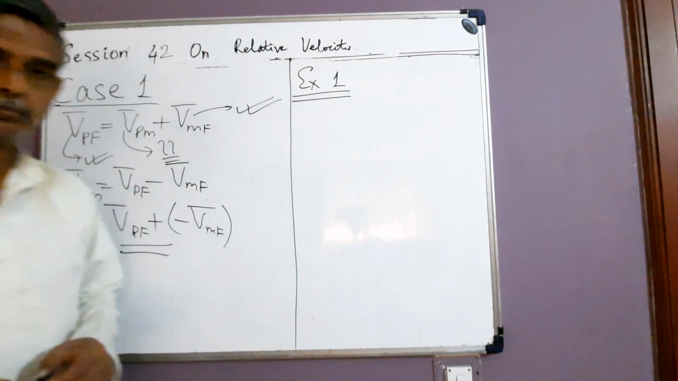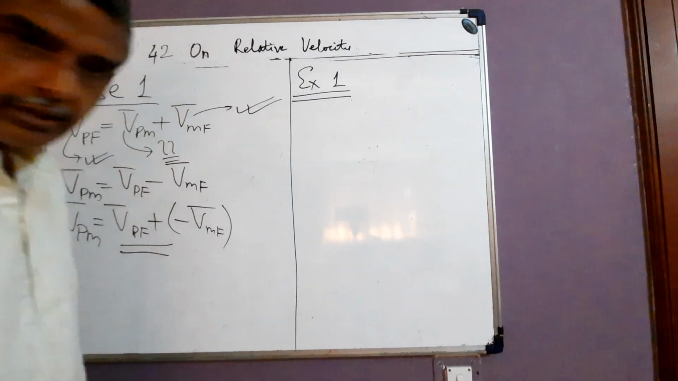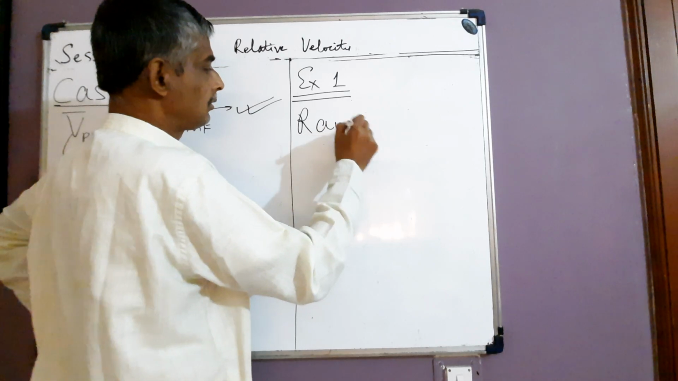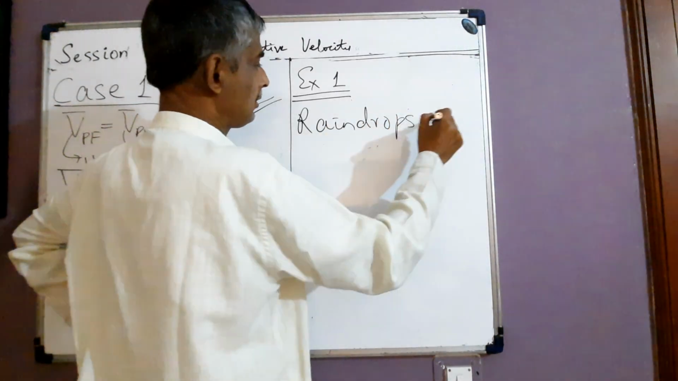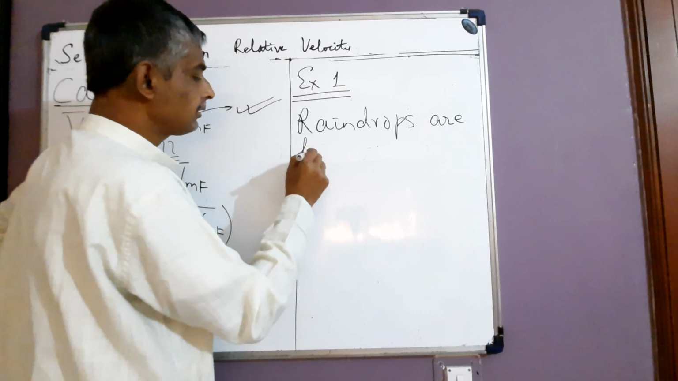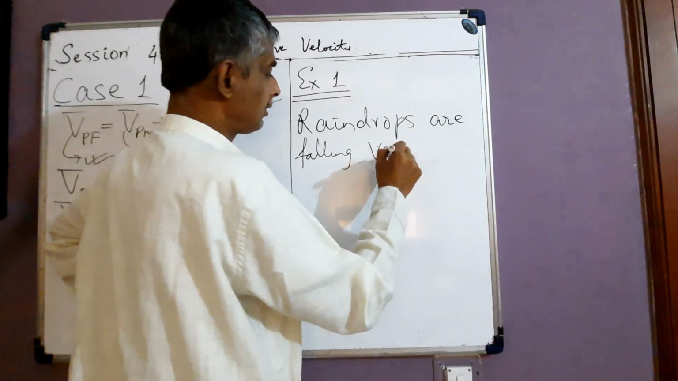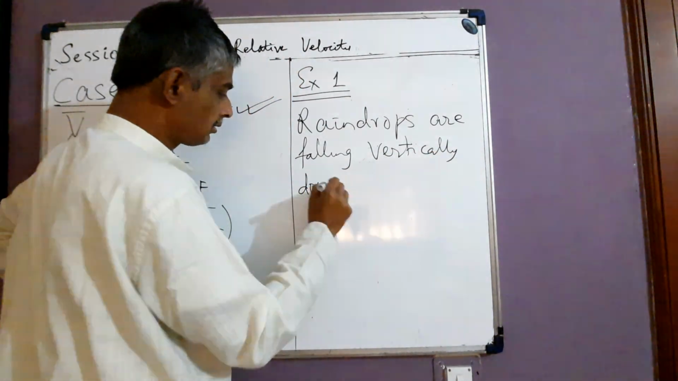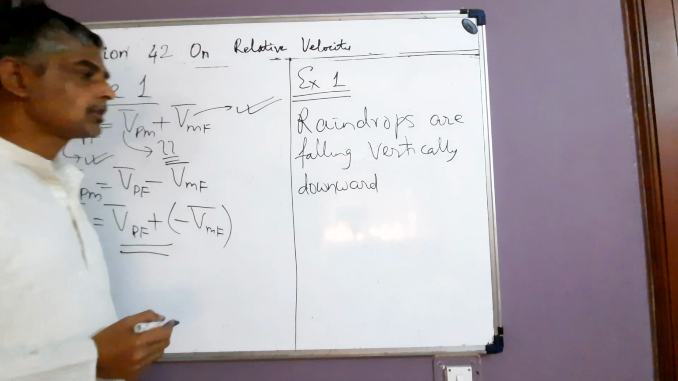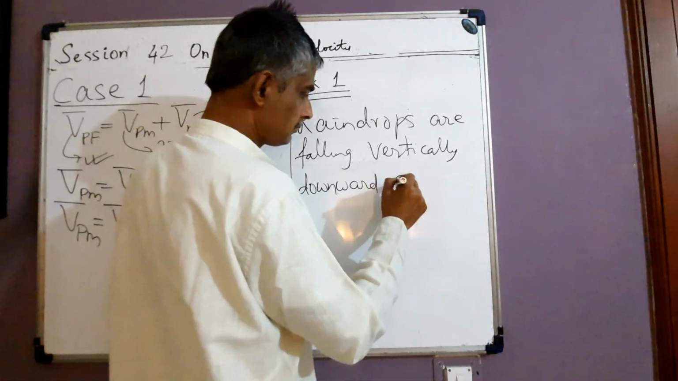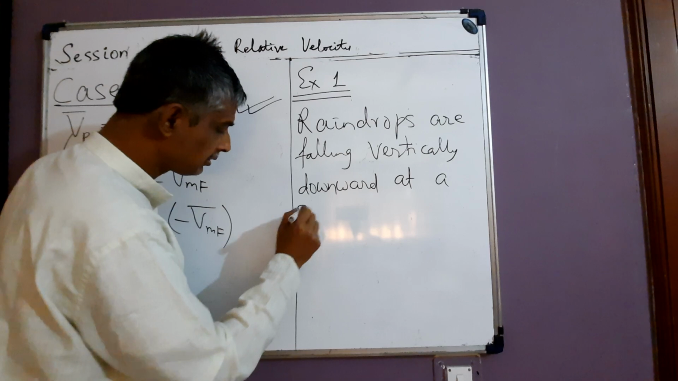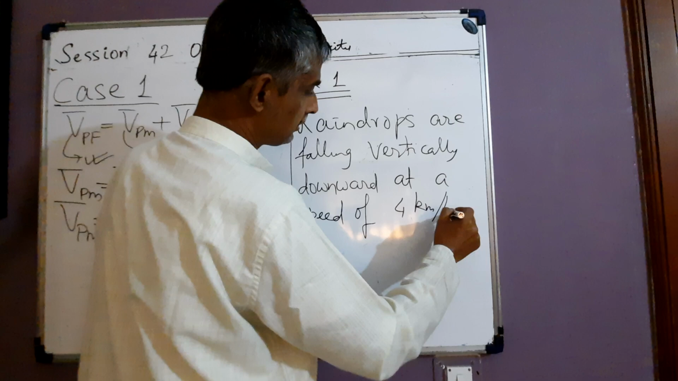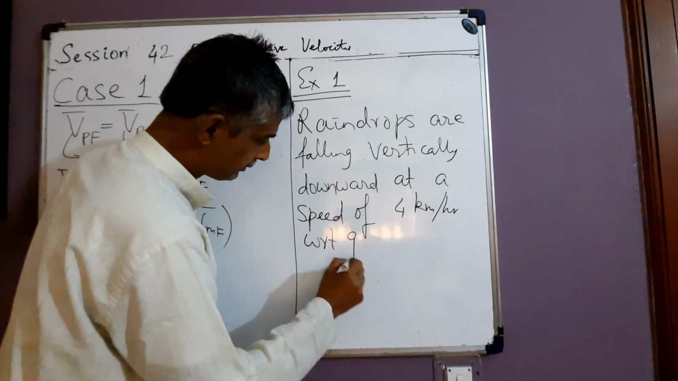Example 1. We will take a first example. I will write down the question. Raindrops are falling vertically downward at a speed of 4 km per hour with respect to ground.